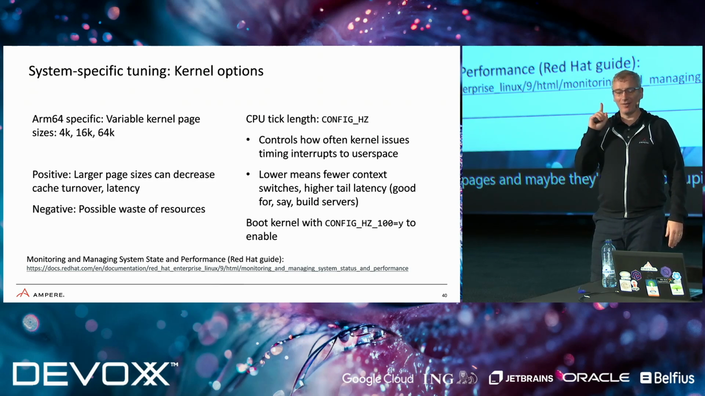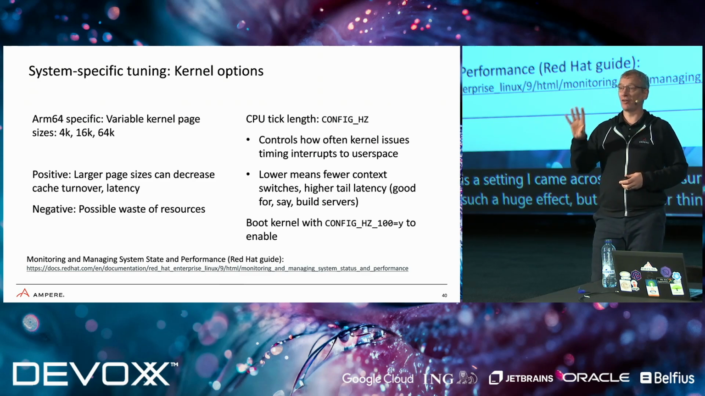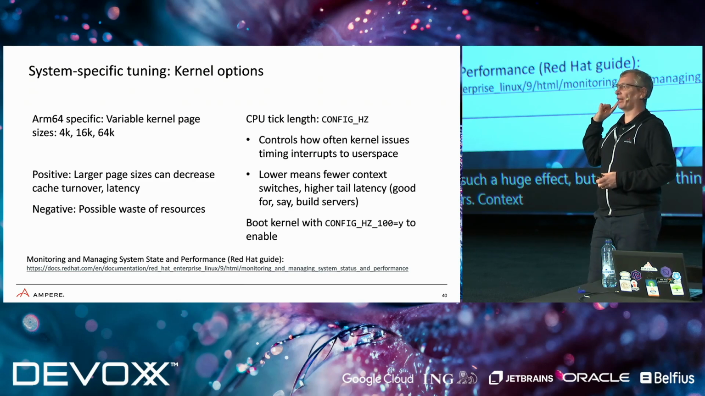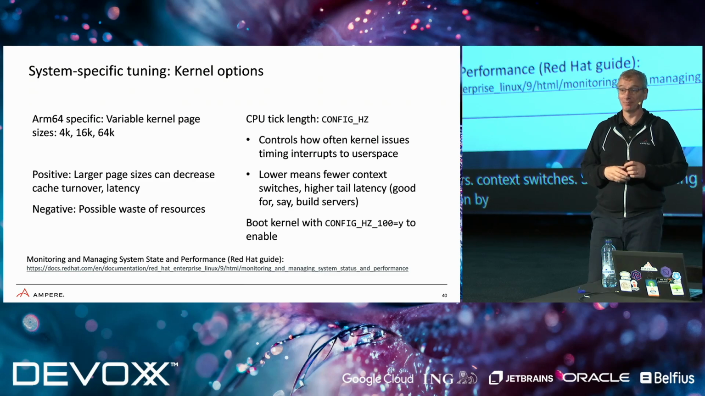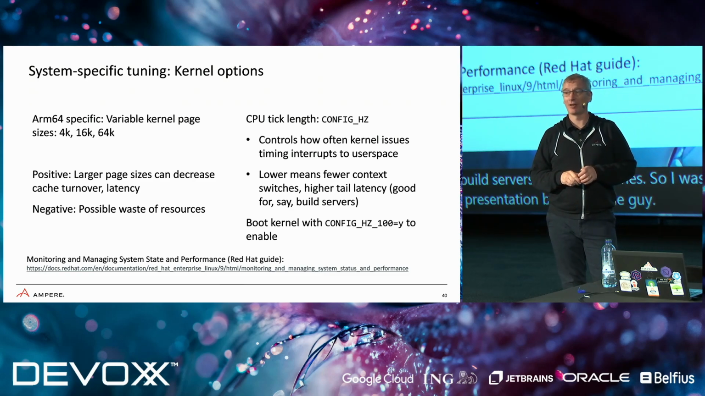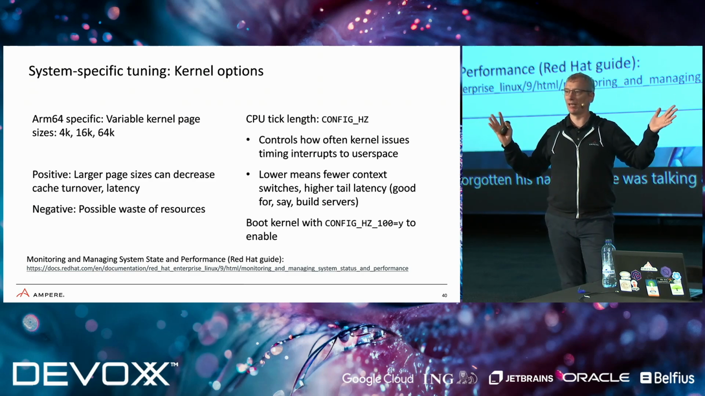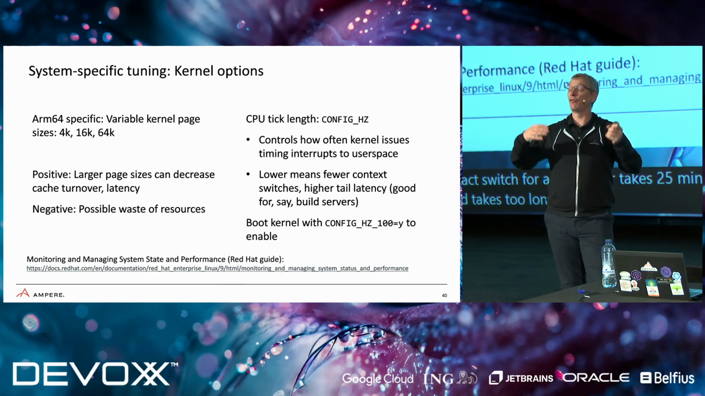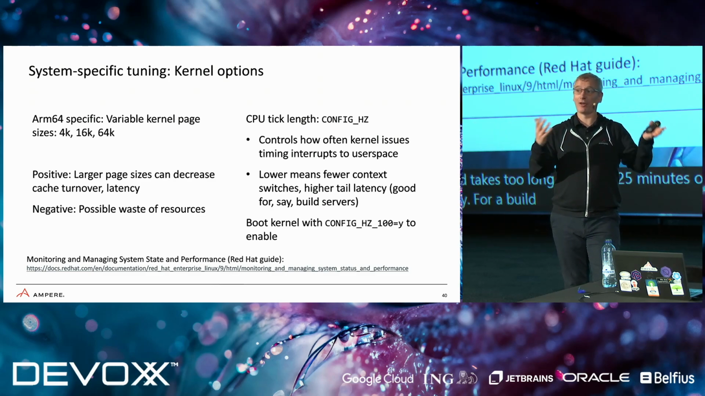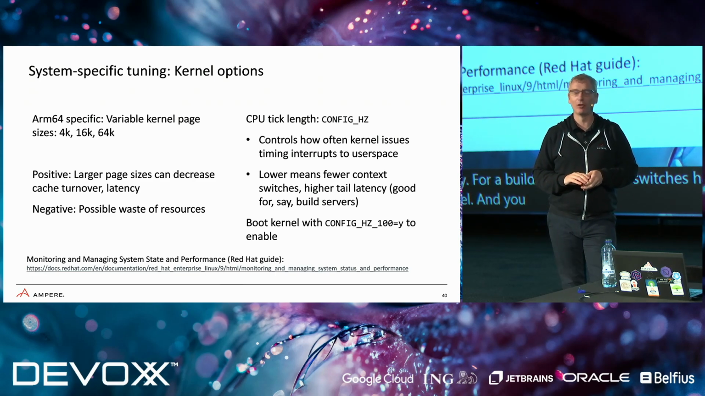This is a setting I came across that I was surprised had such a huge effect, but it does. For things like build servers, context switches. So I was watching a presentation by a Gradle guy yesterday. I'm afraid I've forgotten his name, but he was talking about how a context switch for a developer takes 25 minutes. So if your build takes too long, you lose 25 minutes of productivity. For a build server, context switches happen in the kernel, right? And you lose not 25 minutes of performance, but you lose a lot of performance.